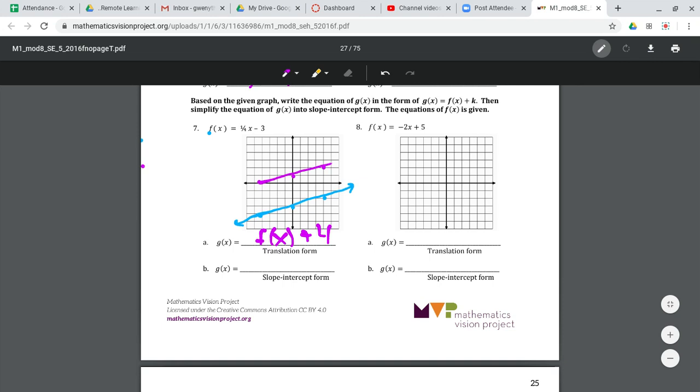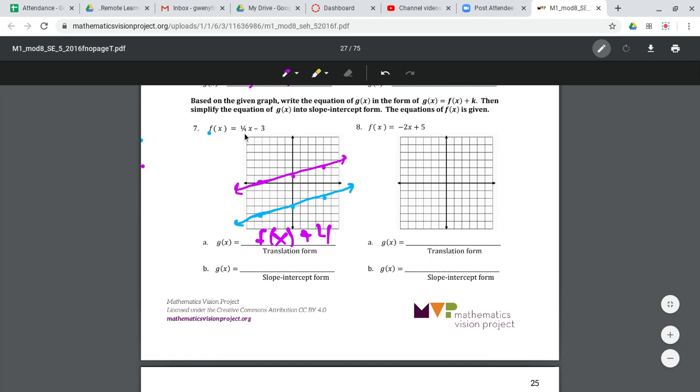I'll attempt to draw the line between them. All right, so there's our two equations graphed out. So make sure you have both of these graphed. Each one of these lines is going to be worth a point on the assignment, so make sure you get those both graphed. Now, for part B, we need to write this in slope-intercept form.